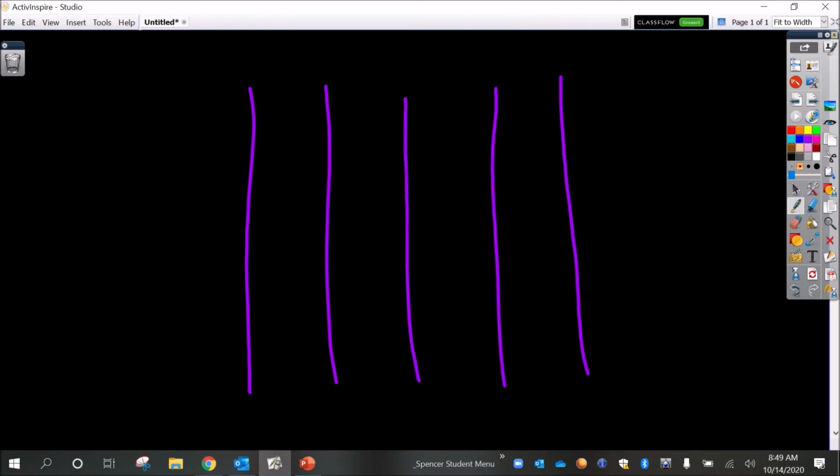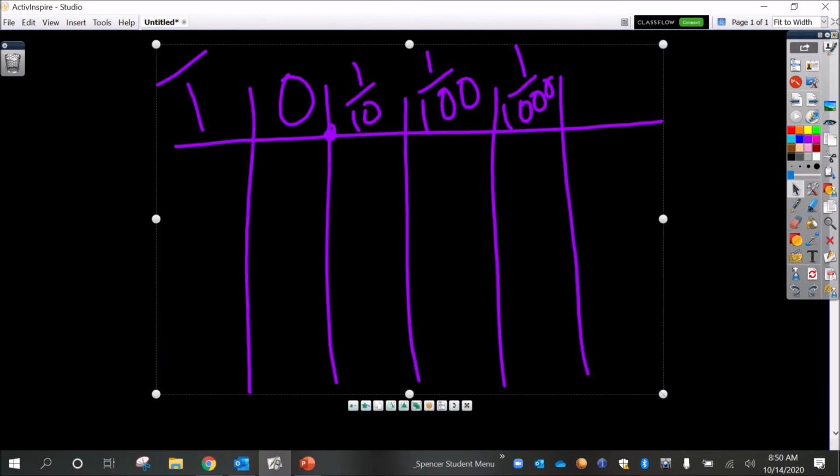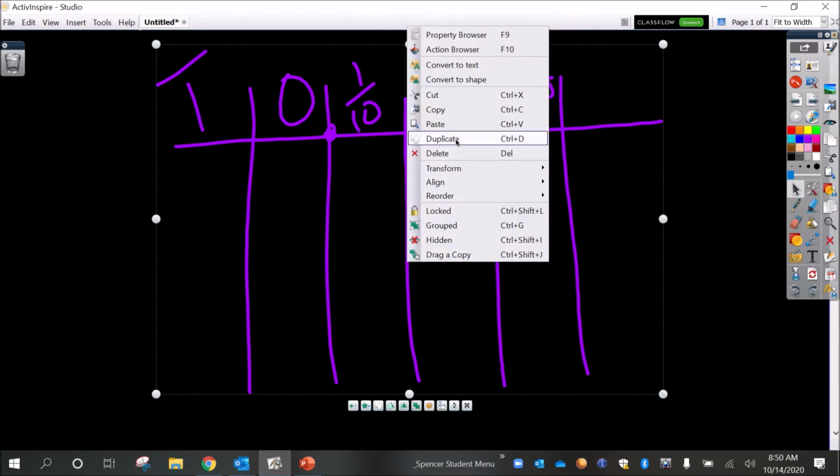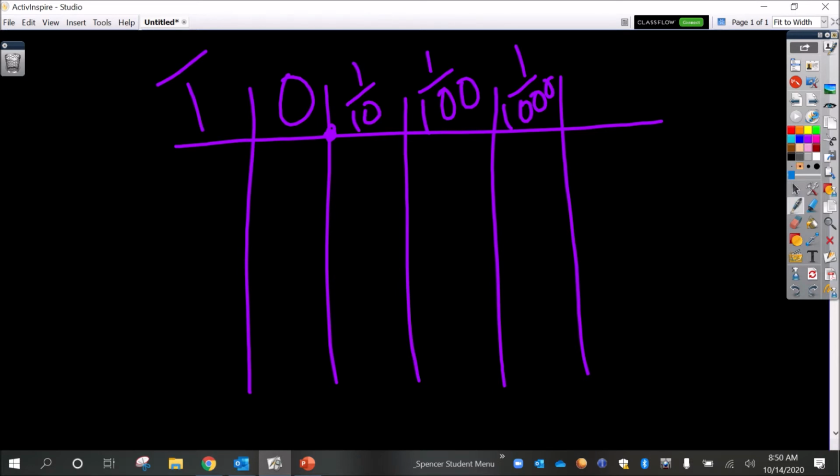And let's go ahead and create a place value chart. And I'm going to put my decimal here. So that means ones, tens, tenths, hundredths, and thousandths. Perfect. Real quick, I'm going to copy this, right click, copy this, so that I can quickly make it again. So let me change colors so we can easily see what we're working with.